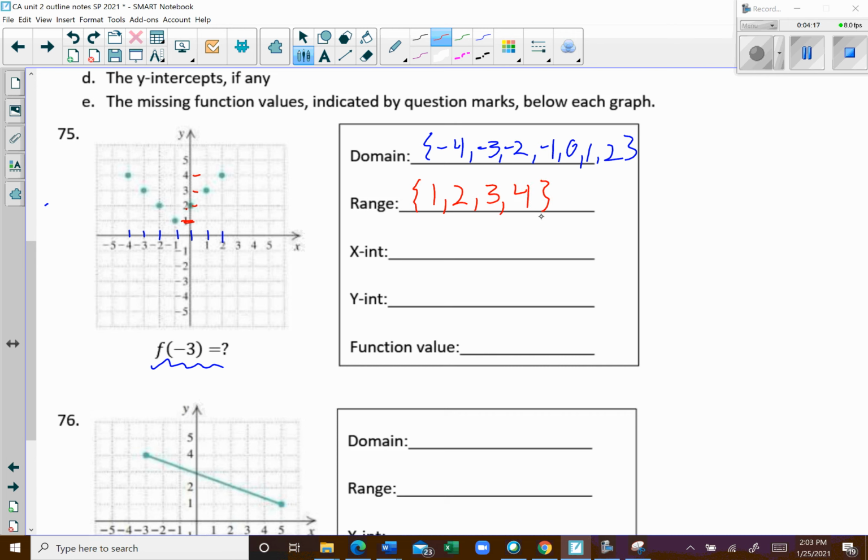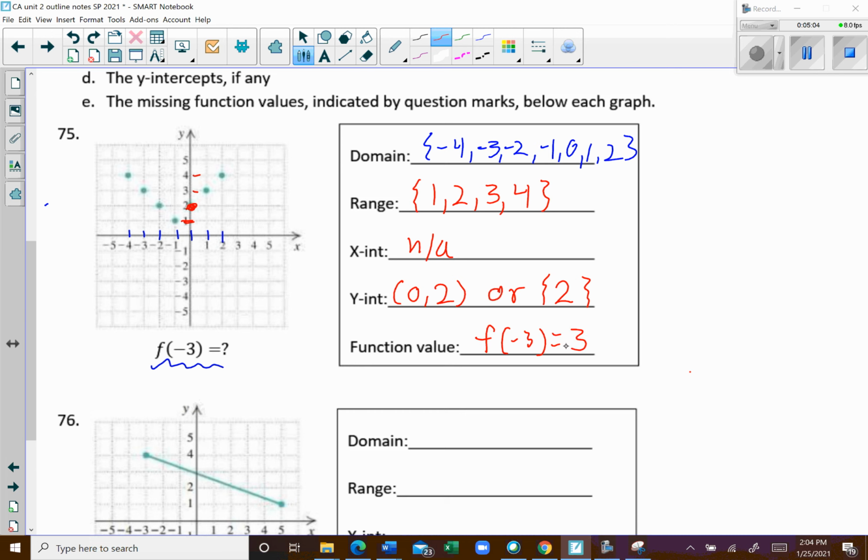Then let's see, x-intercepts. Do we touch the x-axis? No, so we don't have one there. And then y-intercept. We do hit the y-axis right there. I can't quite recall how they're going to ask this on your homework. They might ask you for the ordered pair, so it would be 0, 2, or they might have it in set notation where you just put 2. It might ask either way, so just look at the directions when you're doing your homework to make sure you input it the right way. And then the function value, f of negative 3, that's going to correlate with positive 3.